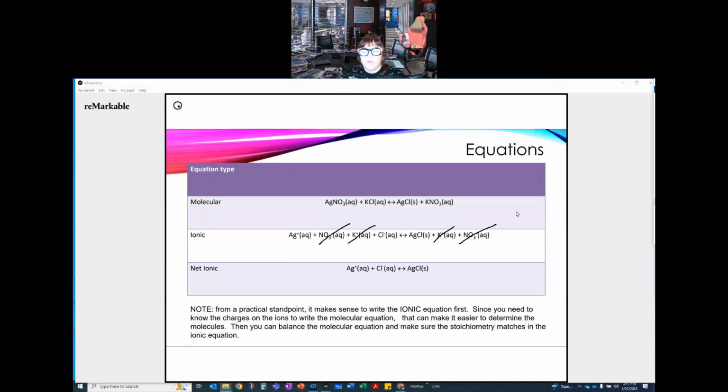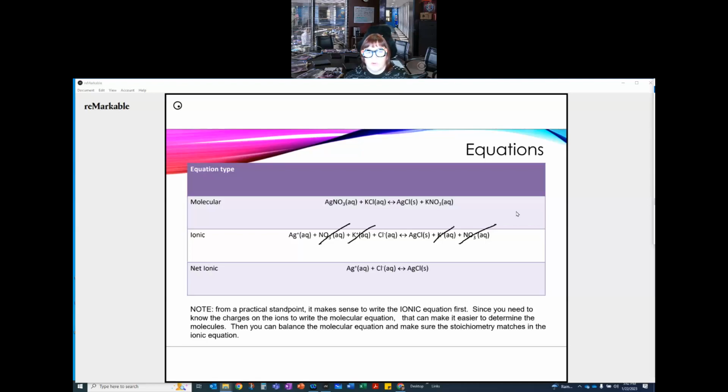So it's easier for me to write the ionic equation first, then do the molecular and make sure that it's balanced the way it should be, and then do the net ionic from there, okay? So it doesn't matter what order you do these in. That's entirely up to you in terms of your preferences. But those are what we mean by those equations.